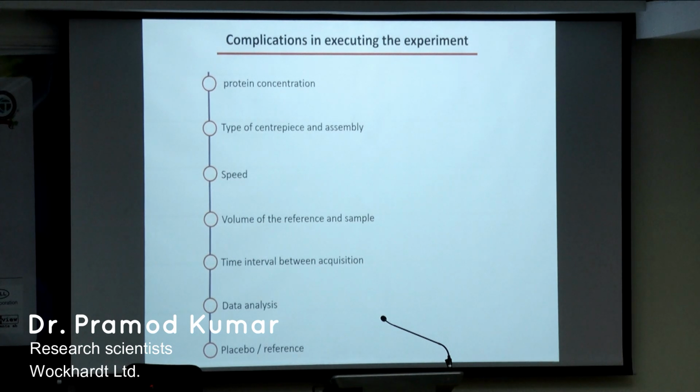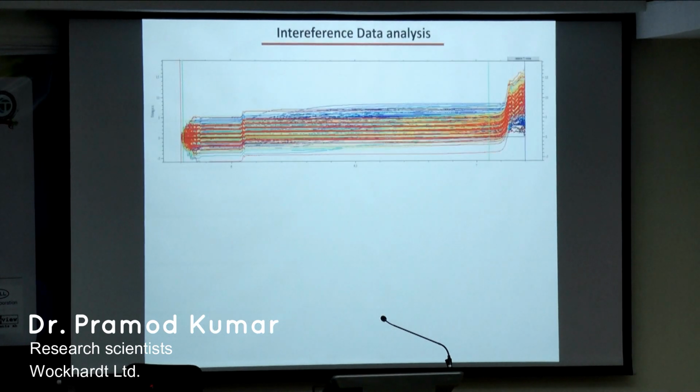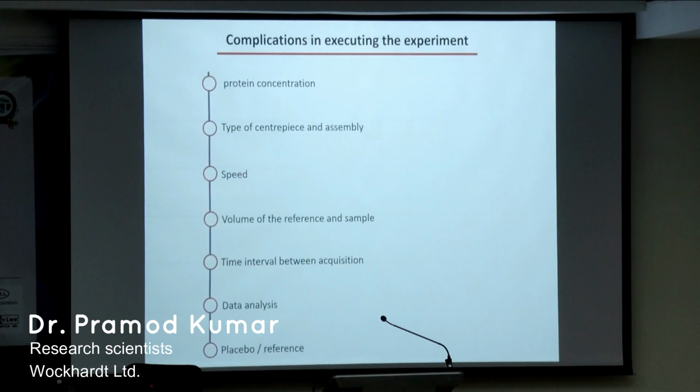So, taking all these factors into consideration, and also having gone through the different complexities and complications people have faced in running this interference data, there are a lot of different parameters I have summarized here. The first one is protein concentration. So, what is the right protein concentration? That is the question that was asked yesterday.